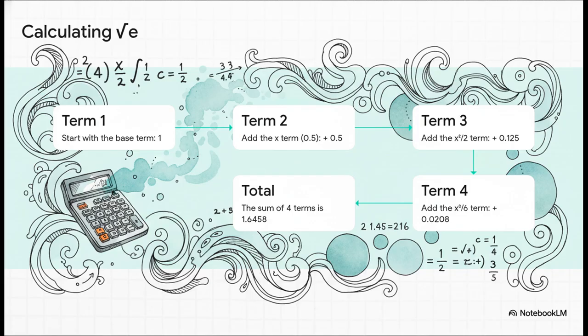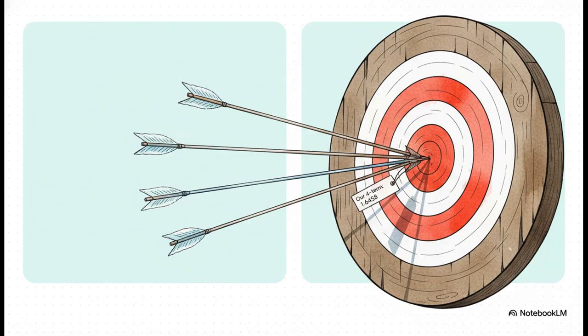The first term is 1, the next is 0.5, the next is 0.125. See how quickly those terms are getting smaller? After just 4 simple additions, we already have a really good approximation. And here's the proof. Our estimate using just 4 terms is 1.6458. The actual value is 1.6487. I mean, look how incredibly close we are with so little work. Your calculator just adds a few more terms to get that insane precision you see on its screen.